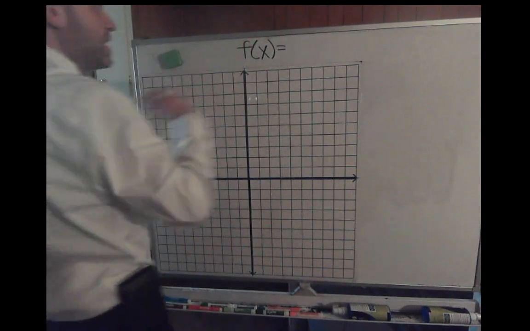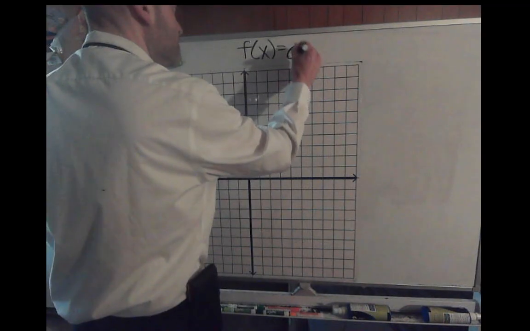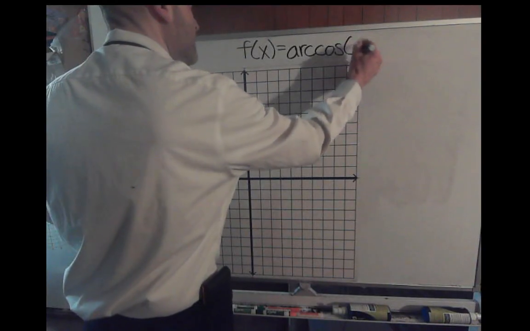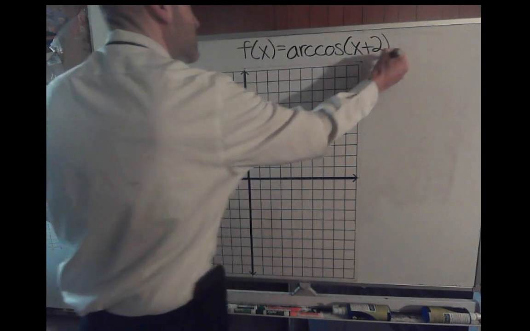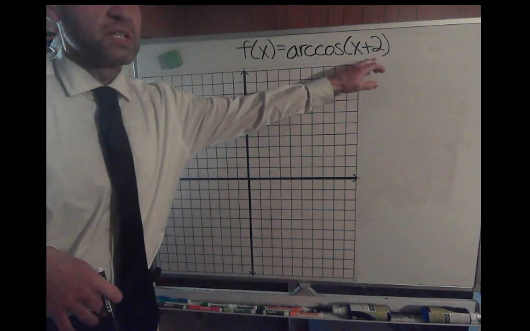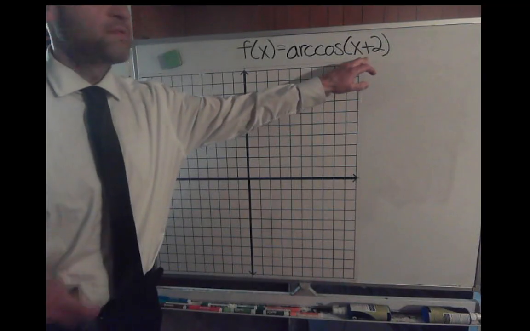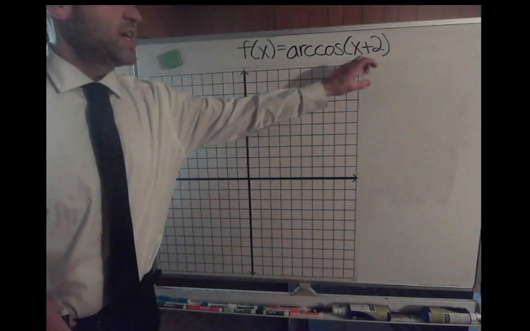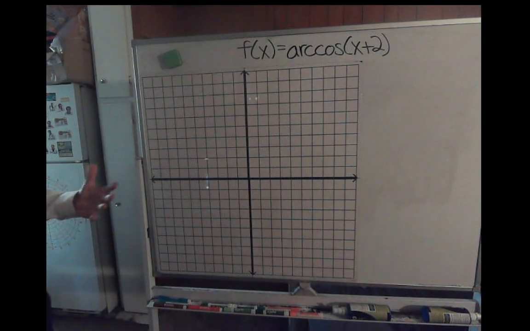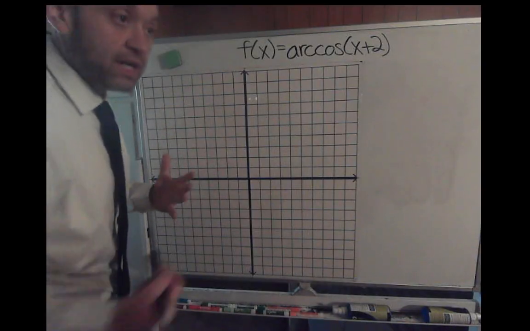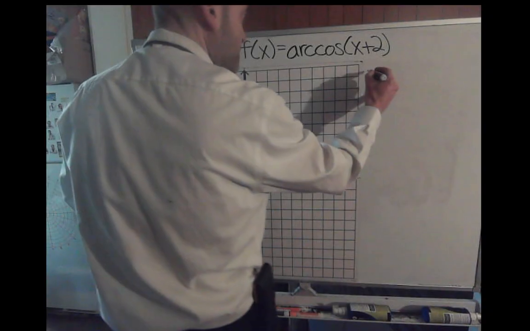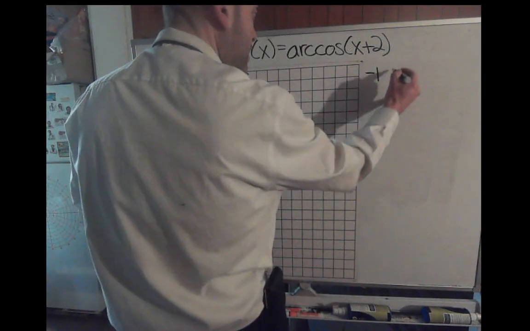And then we have f of x equals the arc cosine of x plus 2. Since we have a change in the input of the arc cosine, it's going to change your domain. Your normal domain of the arc cosine, once again, is -1 to +1. So set yourself up another inequality.